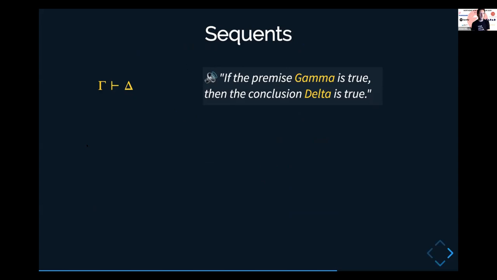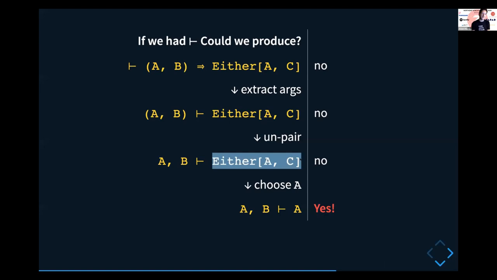Oh, what do I mean by choose? That's a good question. You'll note I'm getting rid of some structure here, but I didn't lose any information so far. I converted a function and ripped it apart into inputs and outputs. I didn't lose any information. And I ripped apart a pair into its parts. So I didn't lose any information there.